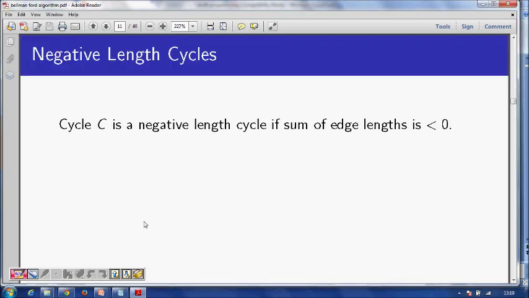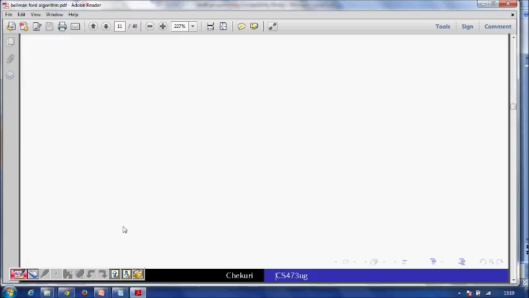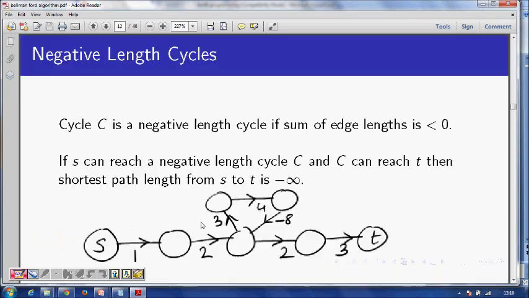Now let's look at negative length cycles. Cycles are a special case. If you have a negative length cycle, with total weight less than 0, then this will destroy the shortest path; in that case your shortest path will be minus infinity. A cycle is a negative cycle if the sum of the edge lengths is less than 0. Let's see this graph.